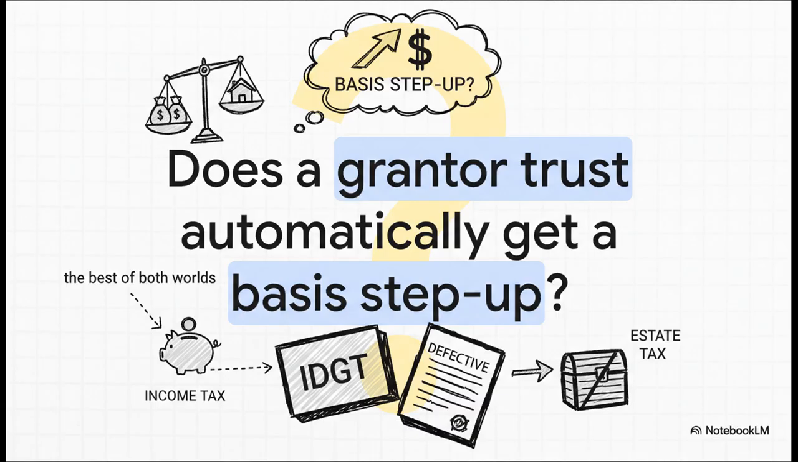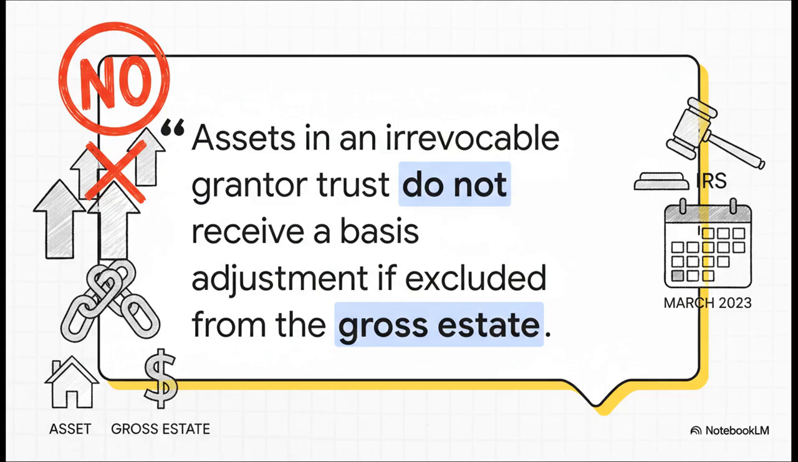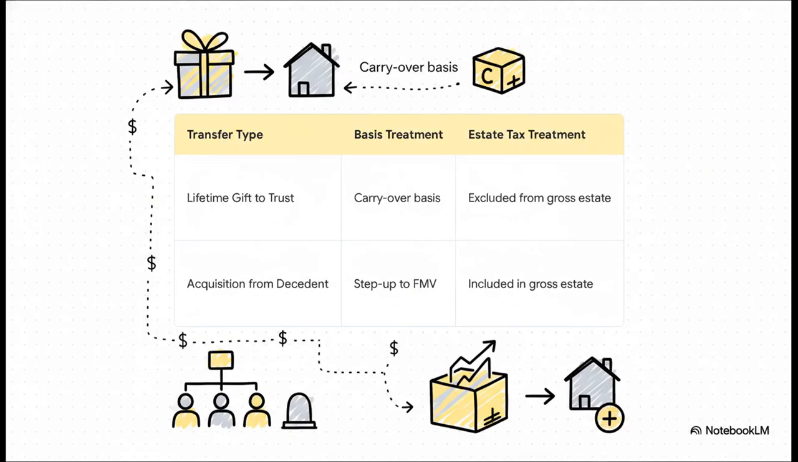But was it legit? And then, in March 2023, the IRS came down with a definitive and, for many, a disruptive answer. No, absolutely not. The ruling made it crystal clear. If an asset is not included in the decedent's gross estate for estate tax purposes, it does not get a basis step up under Section 1014. You can't have one without the other. Period.